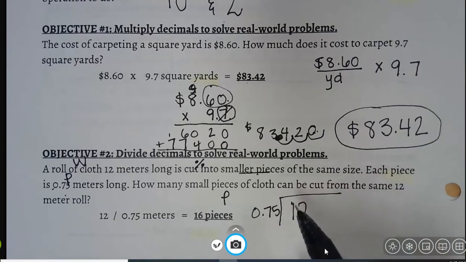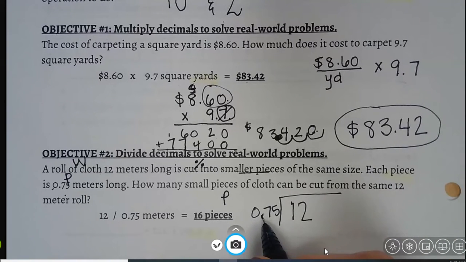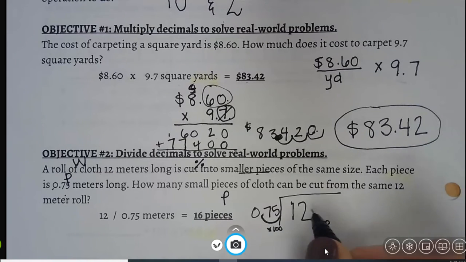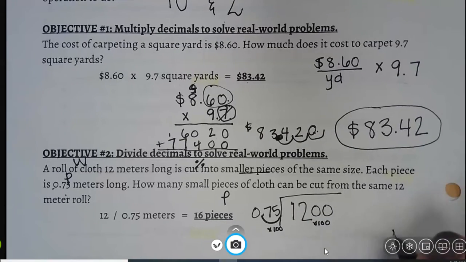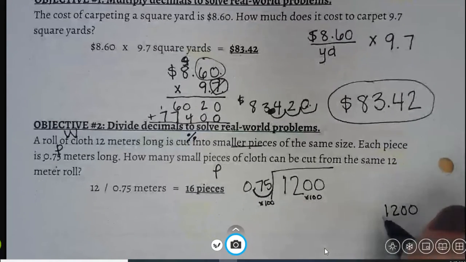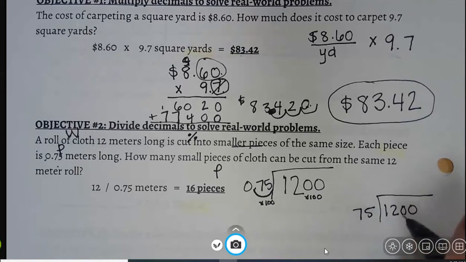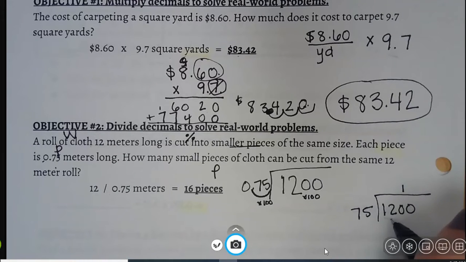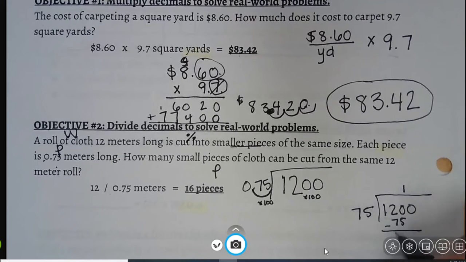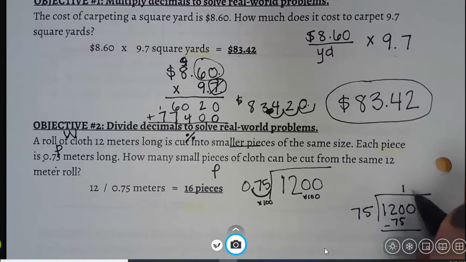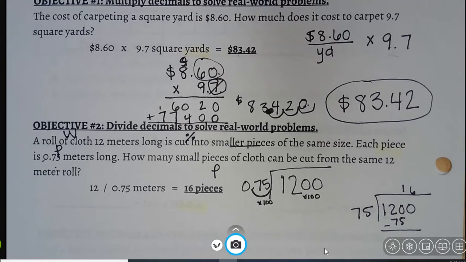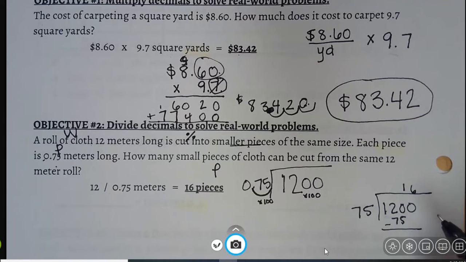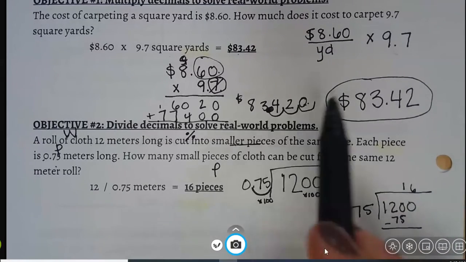7/500. Remember, the goal is to get the decimal point out of the divisor. So I'm going to multiply this times 100 and this number times 100. So now I have 1,200 divided by 75. You guys should all know how to do that. You've been doing that for a long time. So 75 goes into 120 one time. And then you subtract, and eventually you'll find that it is 16 pieces. You can always, after you do your work on your paper, check it with a calculator.